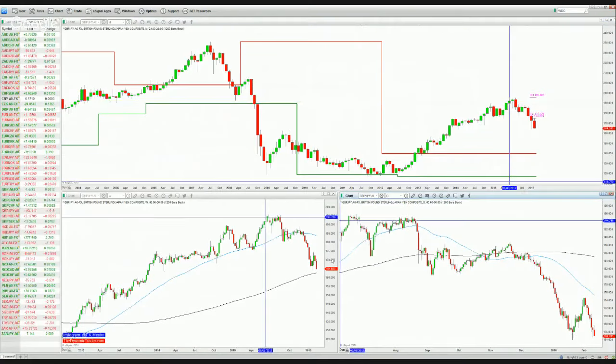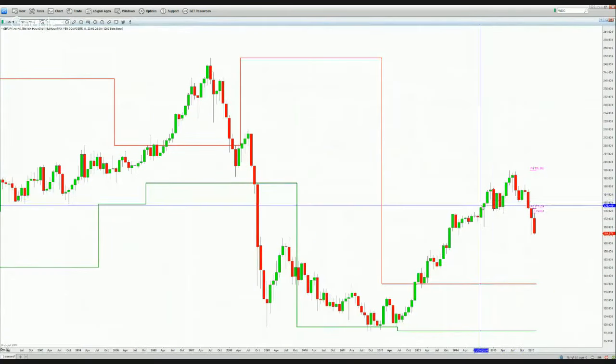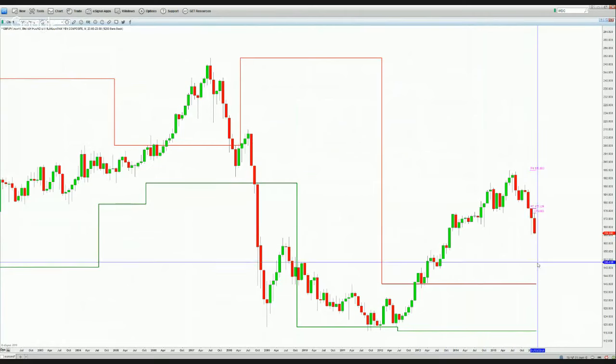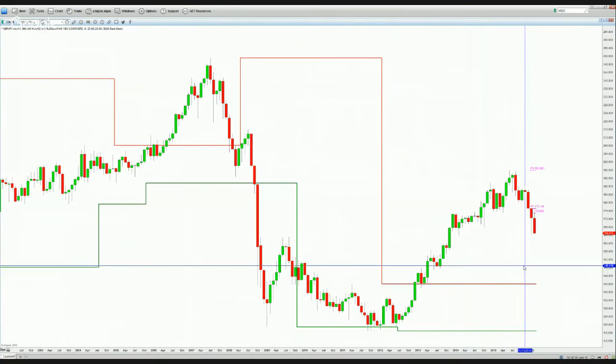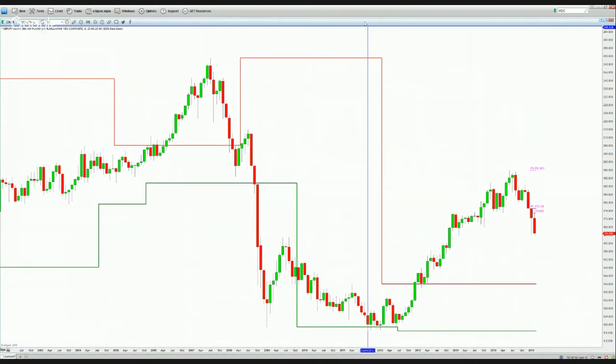And this is a very good example again of the longer the consolidation, the bigger the breakout. Patterns repeat, guys. It's as simple as that. Patterns repeat again and again and again.